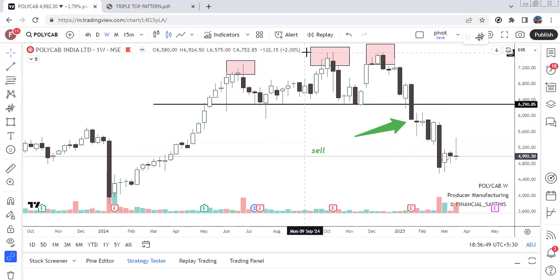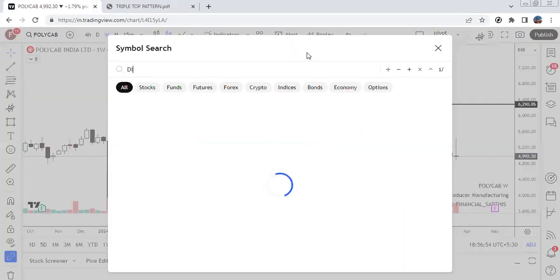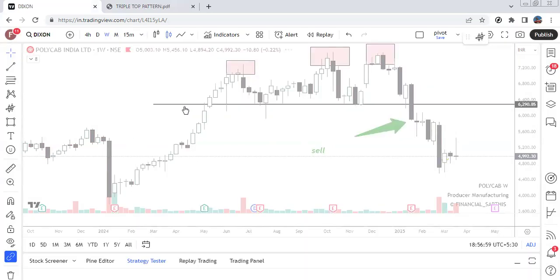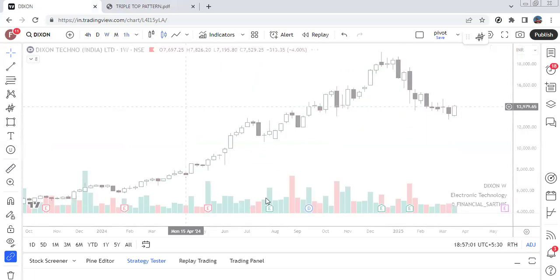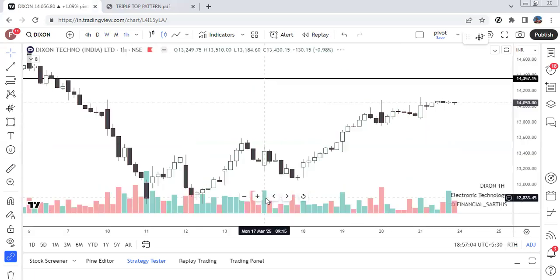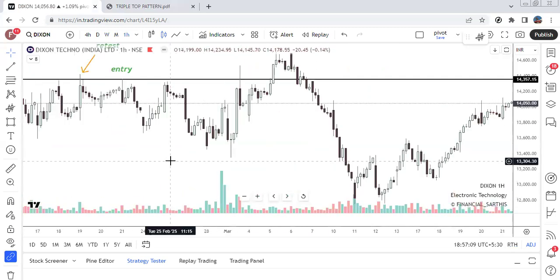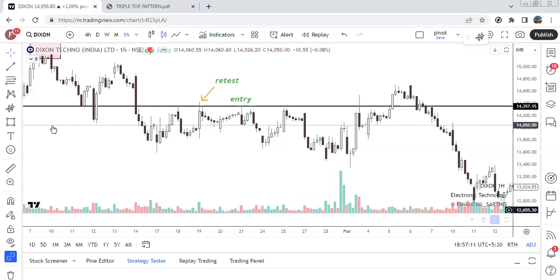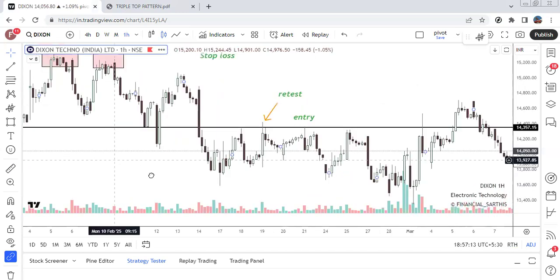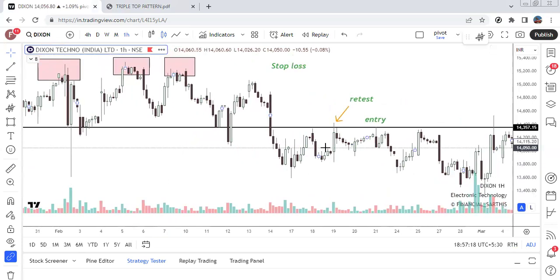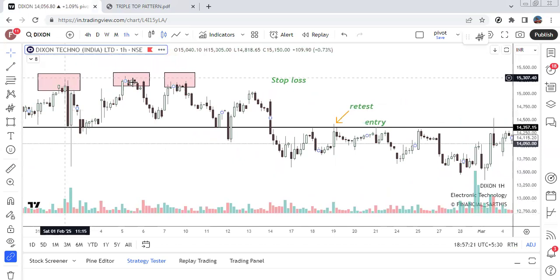So we have seen Nifty on 15 minutes working very beautifully. We saw Polycab on weekly. Now let's see one more example. Dixon Technology, and we will try it on the 60 minutes time frame. Let's see what happens on 60 minutes. See, this is the 60 minutes time frame. This is the Dixon Technology chart. Here the first one formed, this is second, this is third. This was the neckline.